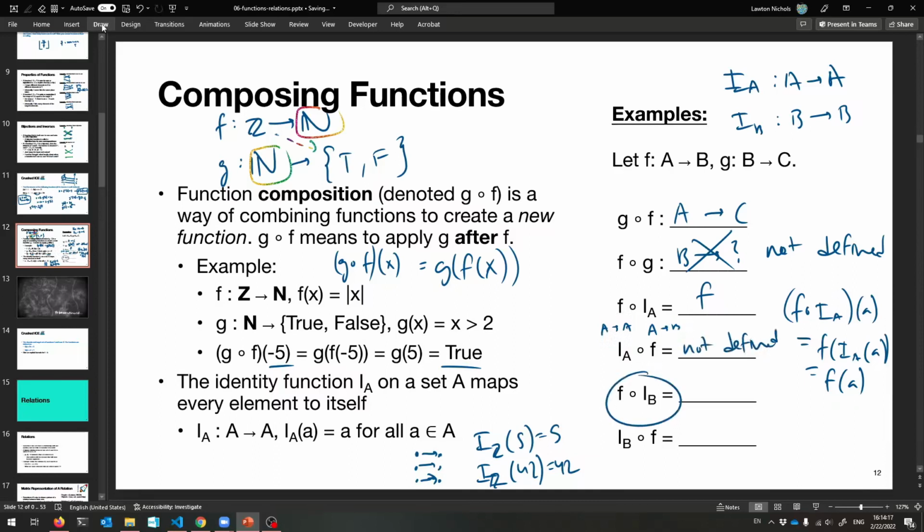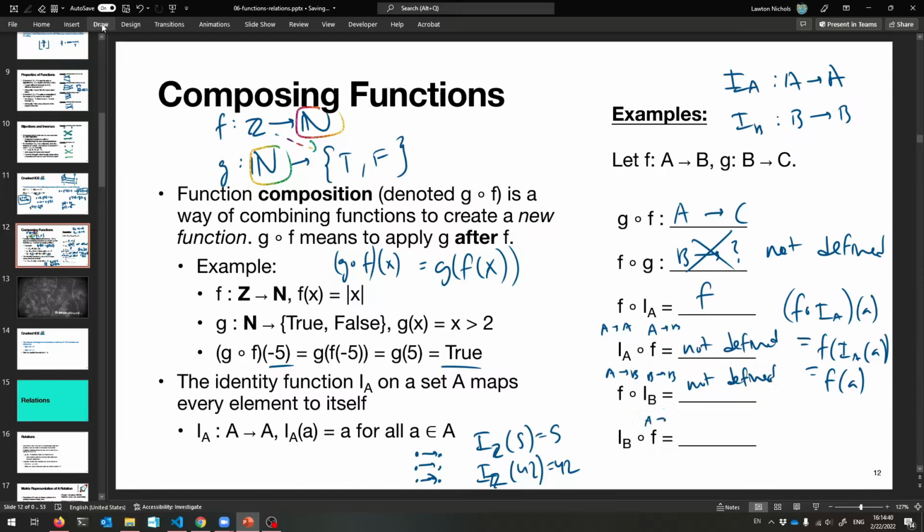What about this one? The identity function on B takes B's to B's, and then we need to apply F. That's going to take an A, but the identity function on B's gave us back a B. And so we're not ready to apply F right now. So again, this is not defined. Is that making sense?